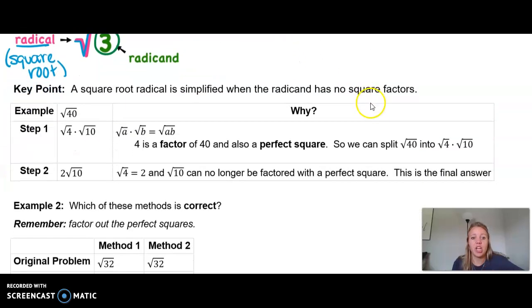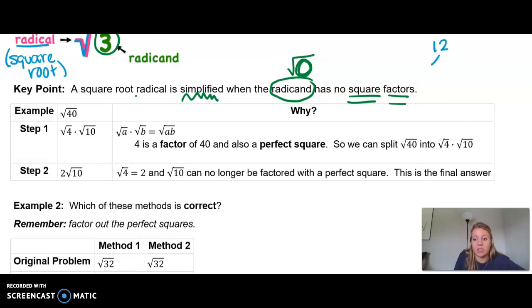So we know that a square root radical is simplified when the radicand, that inside part, has no square factors. And if you need to remember what factors are, for instance, the factors of 12 are 2 and 6, or 3 and 4, right? Factors are two things that multiply together to give me that number. So we want to make sure that none of those factors are squares.